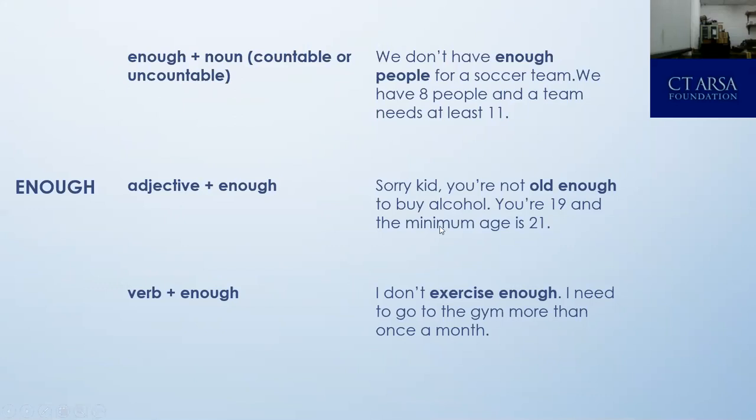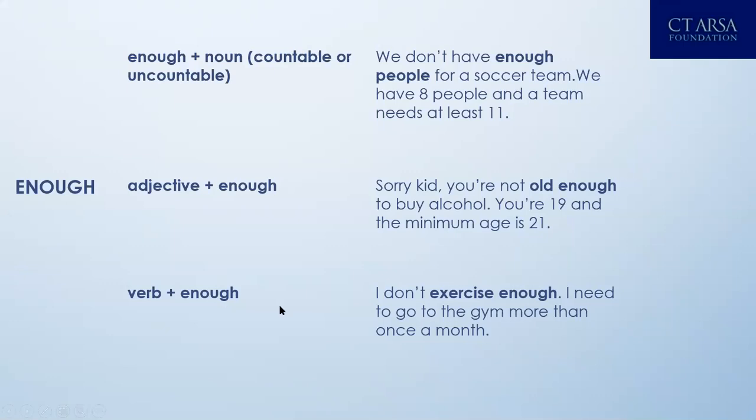And the next is adjective and enough. Like we said before: sorry, kid, you are not old enough to buy alcohol. You are 19 and the minimum age is 21. So it means you are not old enough.